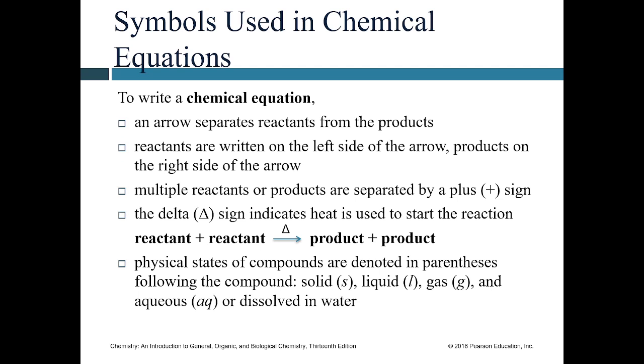Delta sign is going to indicate that heat is used to start the reaction, and it may indicate that you need to provide heat if you see the delta in line with reactants or products. It'll mean that you either need to continuously put heat in as a reactant, or heat will come off as a product. So the physical states of compounds are going to be denoted in parentheses. S is for solid. An italic L is for liquid. It's always italic, so it doesn't look like a 1. G is then for gas.